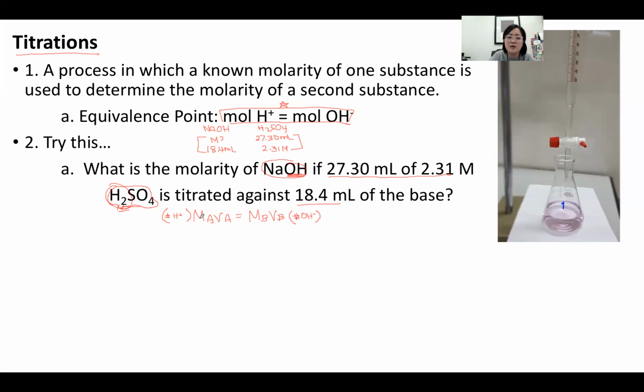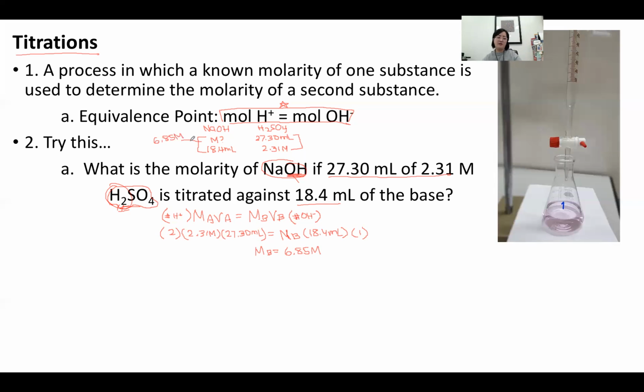We also have to account for the ratio of hydrogen to hydroxide ions, and we do that just by incorporating it really simply, like this. So let's do it. 2 hydrogen ions. The molarity of the acid, 2.31. The volume of the acid is 27.30. The molarity of the base is my unknown. The volume of the base is 18.4 mL. And the number of hydroxides is 1. Okay, so if you punched it out, multiplying and dividing by 18.4, the molarity of the base comes out to 6.85 moles per liter here.